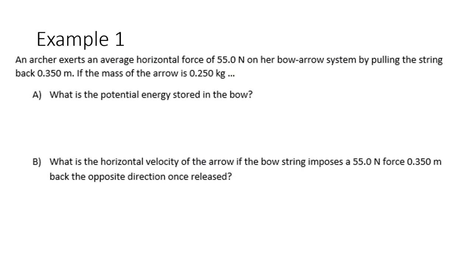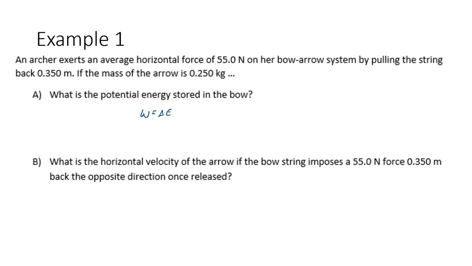So let's take a look at example number 1. An archer exerts an average horizontal force of 55 newtons on a bow arrow system, pulling the string back 0.35 meters. If the mass of the arrow is 0.25 kilograms, what is the potential energy stored in the bow? Well, we're pulling this back with a force through some distance. And because we're pulling it back with a force through some distance, we're applying work to it.